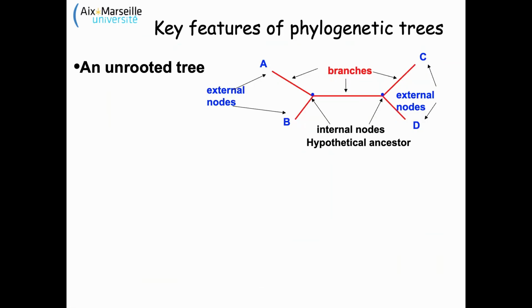So, coming back here to get some key features about phylogenetic trees, I should move this here. You can have two types of tree: the unrooted tree, or of course, the rooted tree here. In the tree, you have the leaves here, A, B, C, D. They are also called external nodes.